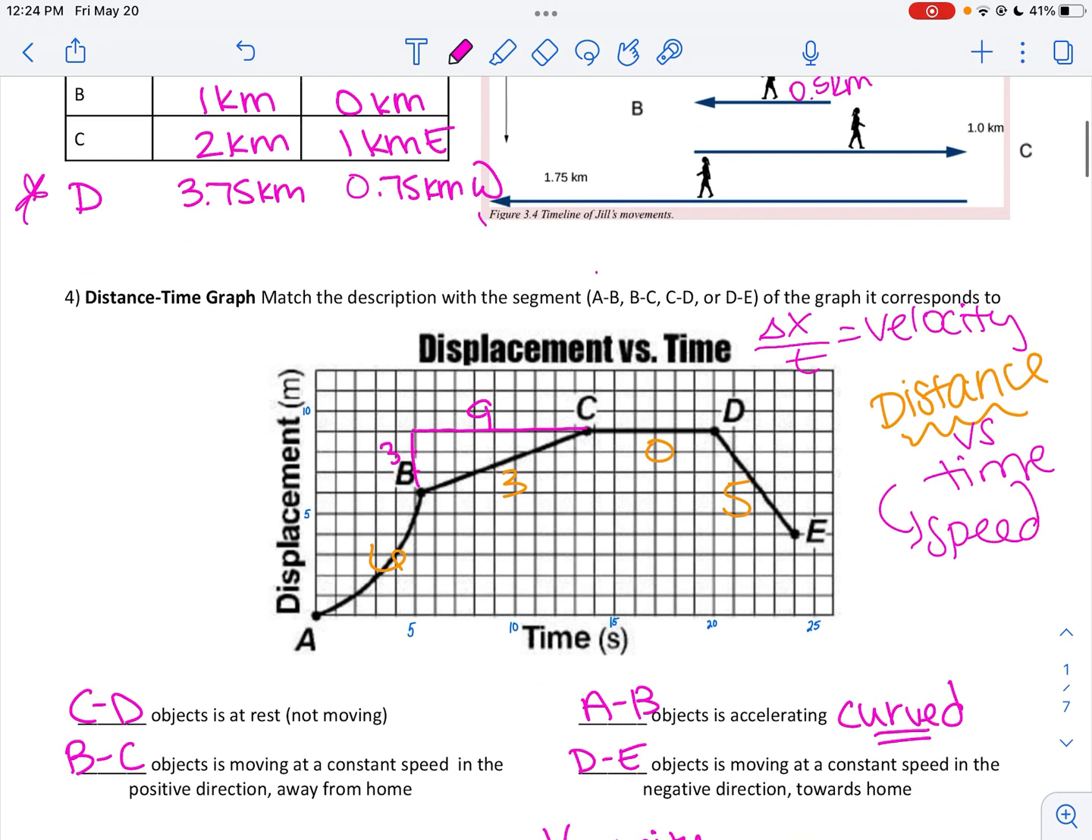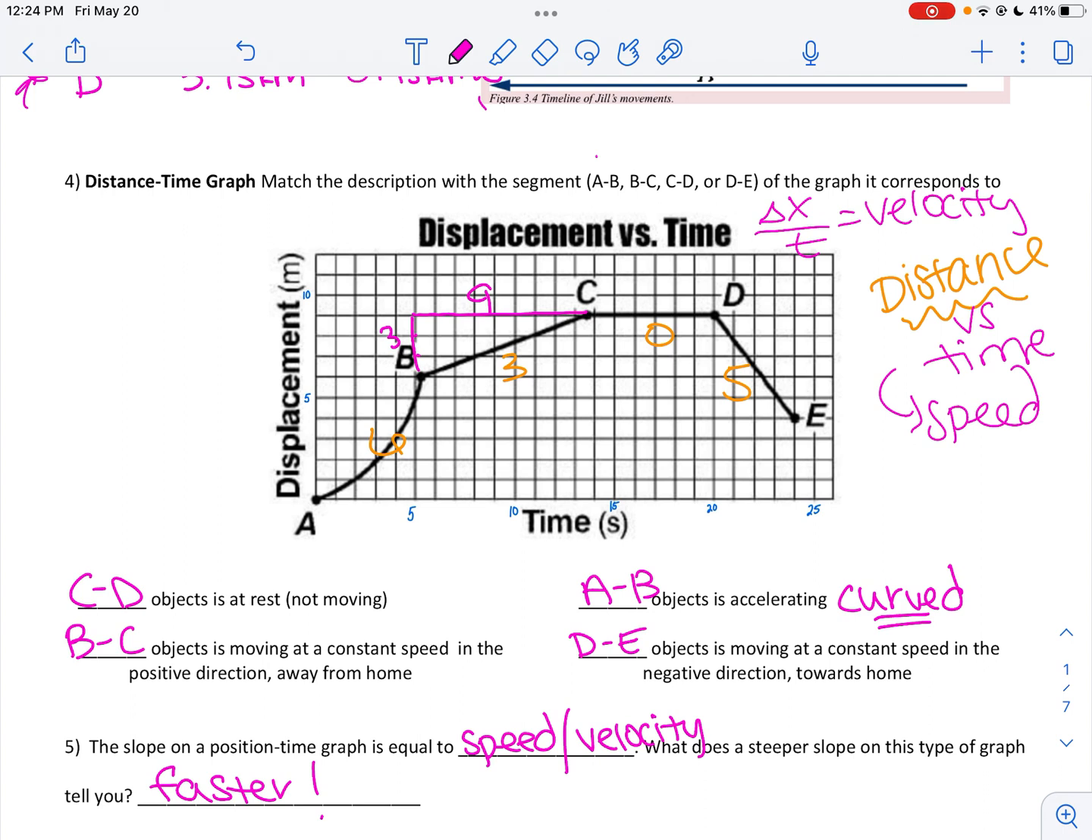Okay? So when I look from A to B to C to D to E, remember on displacement time or distance time graphs, anytime there is a curved line, it represents an object accelerating. If it's a linear line, then it is going to be at a constant speed. So from B to C, that is a linear line. From C to D, though, it is horizontal. And if I look closely, C is at position 9. D is still at position 9.